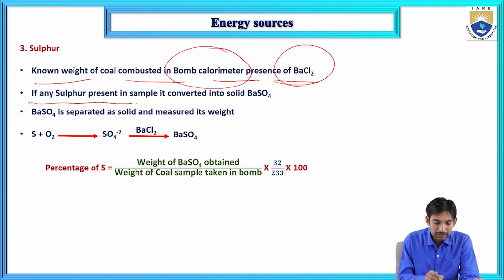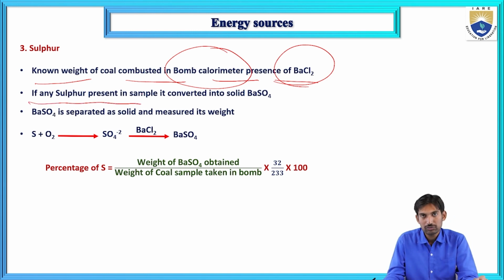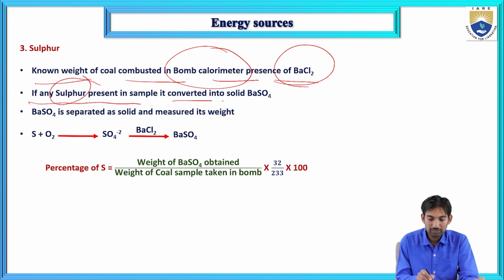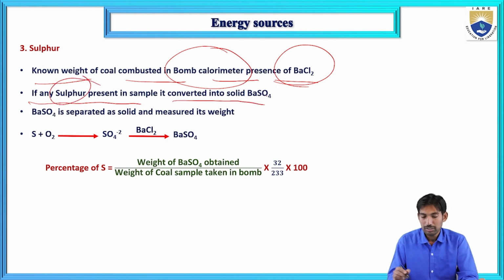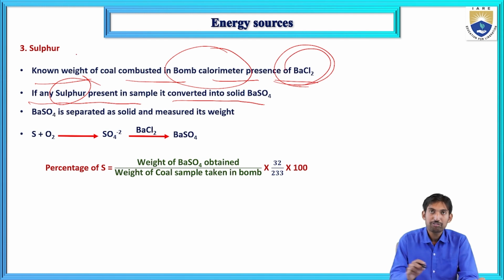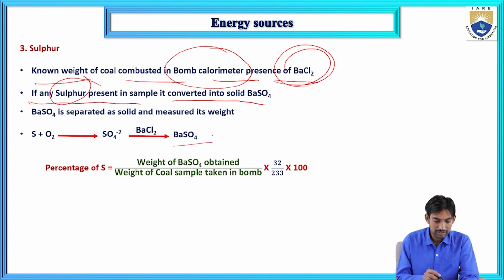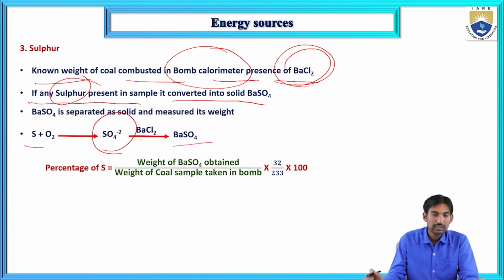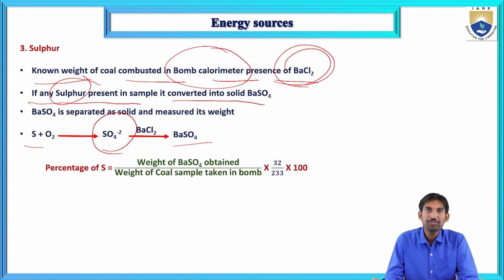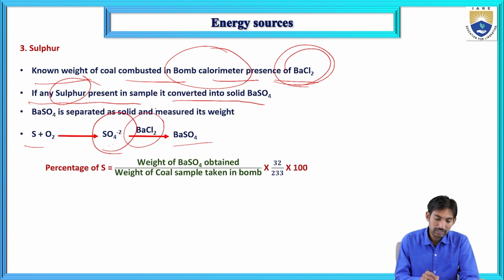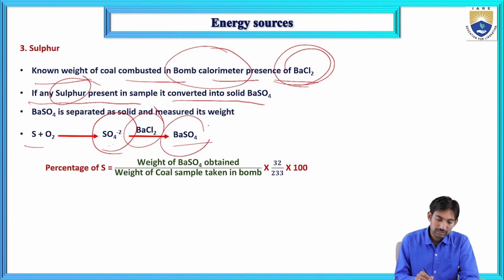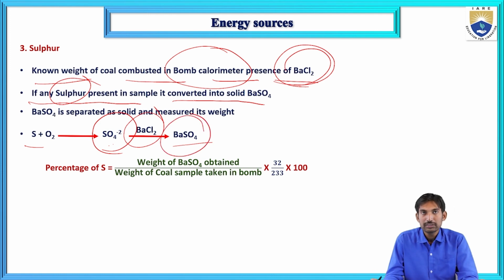If the coal sample contains any sulfur, it will be converted into barium sulfate. First, sulfur reacts with oxygen and forms sulfate ions. These sulfate ions react with barium chloride and form barium sulfate.